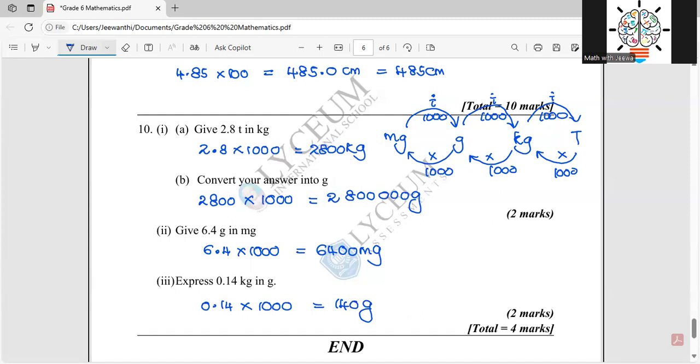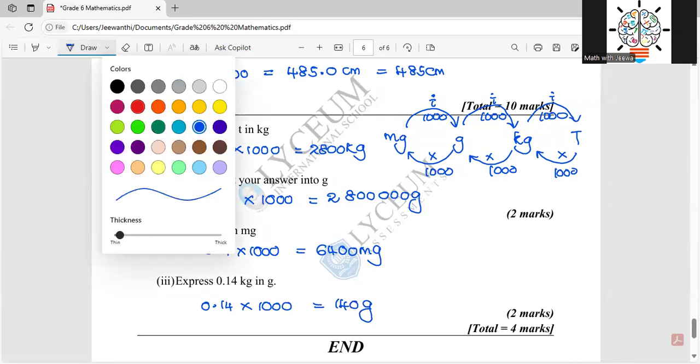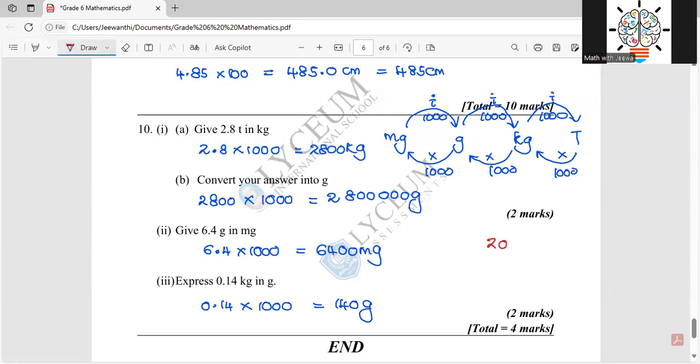So that's the end of this paper. What is this paper? 2024 July, grade 6 past paper. So this is the end. You have another 2 videos. By any chance, if this is the first time you are watching this video, then please find the unit 1, part 1 and part 2, where you can find the full explanation for the 2024 July grade 6 past paper.